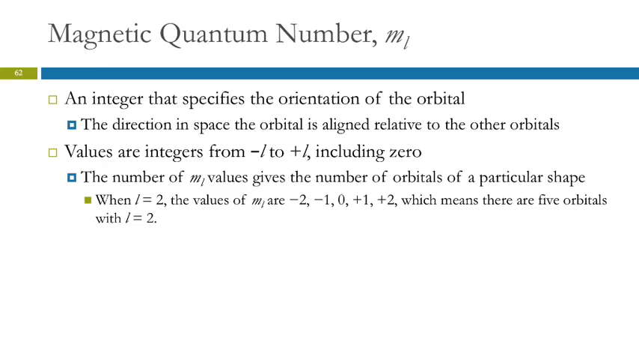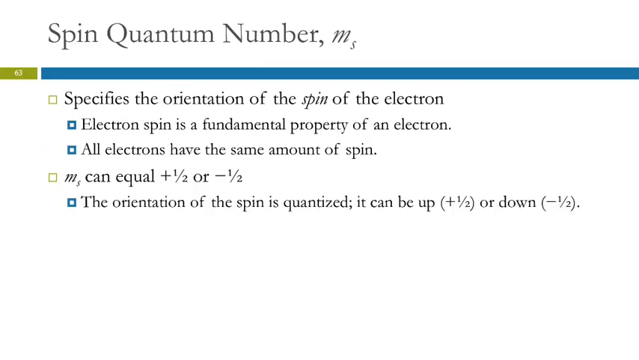And then the spin quantum number. This describes the orientation of the spin of the electron. Electron spin is a property that electrons have. Thankfully, we do not have to understand exactly what that is. They all have the same amount of spin, but it has a different direction or orientation. So it's not spinning like a top, but we can think of it that way because it's easier, and it's not going to hurt anything.